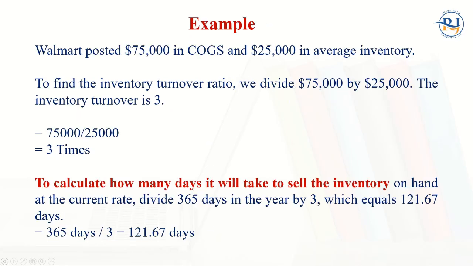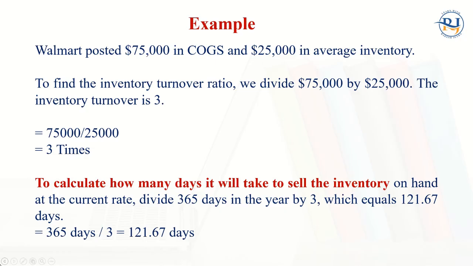So look at this one example. Walmart posted $75,000 in cost of goods sold and $25,000 in average inventory. To find out the inventory turnover ratio, we divide 75,000 by 25,000. So that will be 3 times. It means the same inventory, meaning $25,000, 20,000 units, is circulated during the period 3 times.